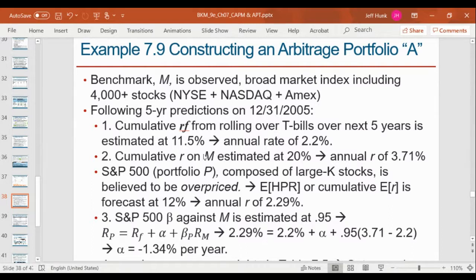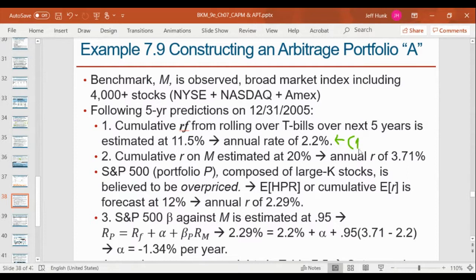the cumulative risk-free return from rolling over T-bills over the next 5 years is estimated at 11.5%. Then if you annualize it, geometric average, right? If you annualize it, it's going to be 2.2%. Well, please verify that. How do you know? Well, you can easily do that. How?